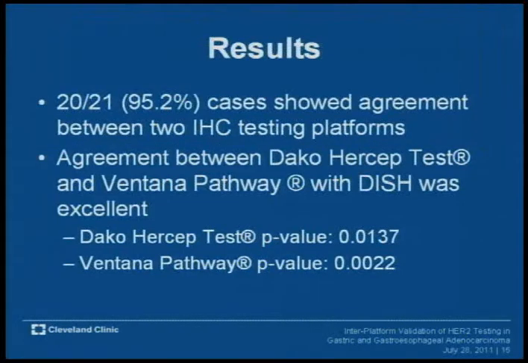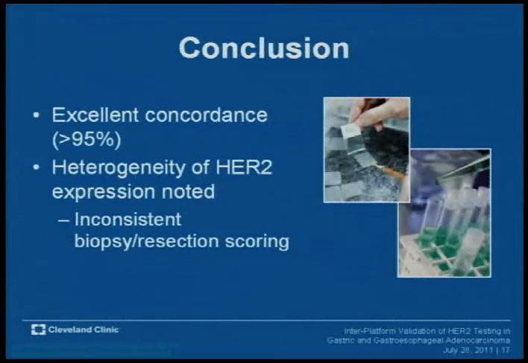Our results showed that 20 of the 21 cases showed agreement between the 2 IHC testing platforms, which is really excellent because it's greater than 95% concordance. We also used chi-squared analysis to determine the p-values for DAKO and Ventana testing. The Ventana pathway, which we actually use at the Cleveland Clinic, had a p-value that was a little bit better, so that's really good. In conclusion, the excellent concordance between Ventana and DAKO testing shows that it is very efficient and safe to use Ventana at Cleveland Clinic, especially in clinical settings.